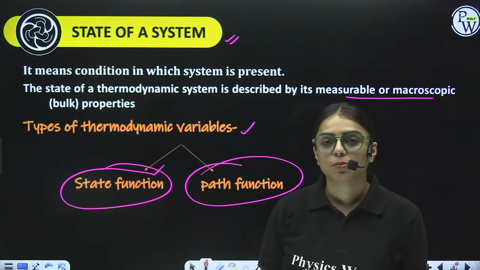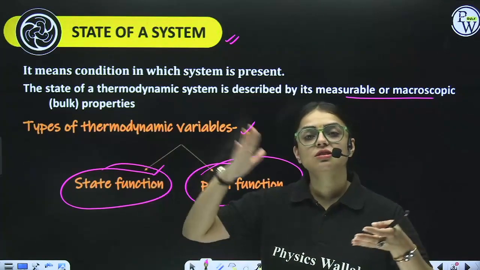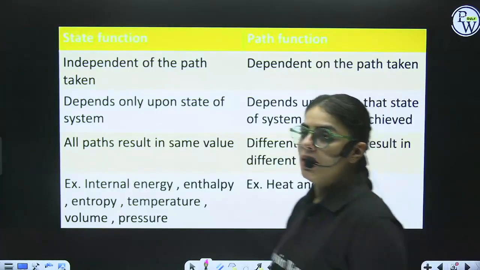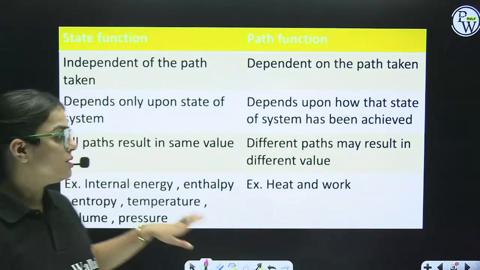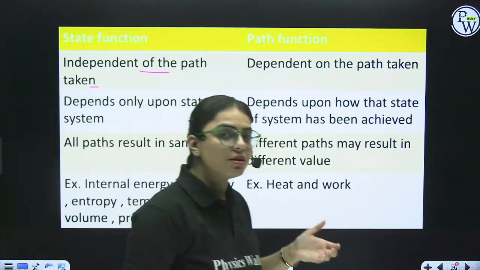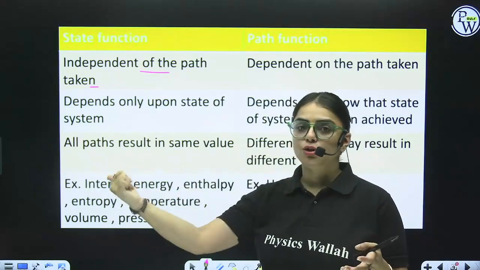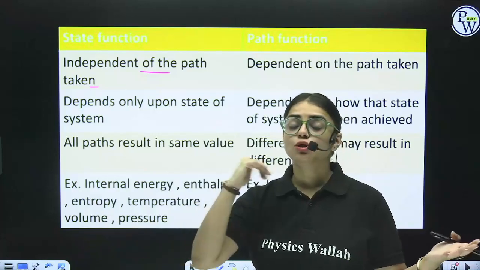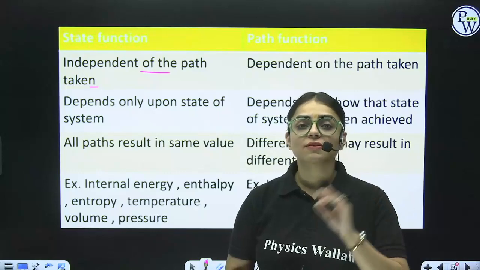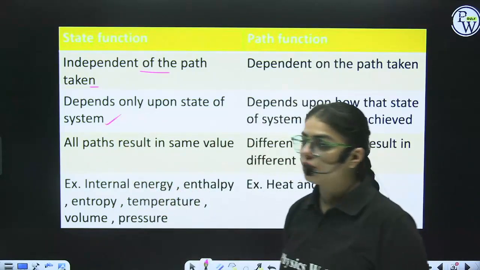State function is something which depends upon the state, that means the initial and the final position. But what is a path function? Path function depends only upon the path through which the reaction proceeds, right? Let's understand about them in detail. State function is independent of the path taken. For example, if you are doing a certain reaction, it doesn't matter if you go from A to B, or from A to D and then to B. It doesn't depend upon your path, but it will always depend upon the initial and the final position, right? It depends only upon the state of the system.